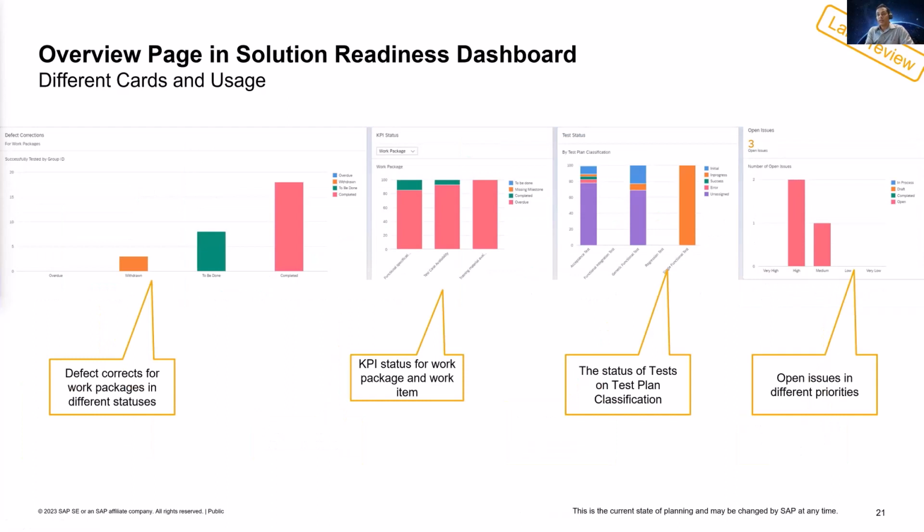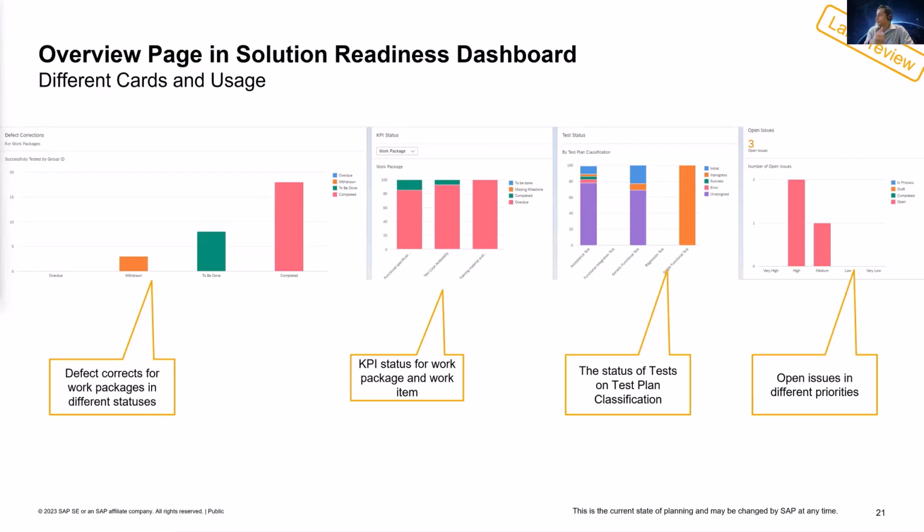If you're working with defect corrections for work packages, what are the different defects that are there, the KPI statuses, how have the KPI statuses been for work packages and work items. This is a very important item where you can already see what is the reason for either the work packages or the work items being delayed, too much time being taken, and what are the important milestones that are missed, what is the current status and so on.